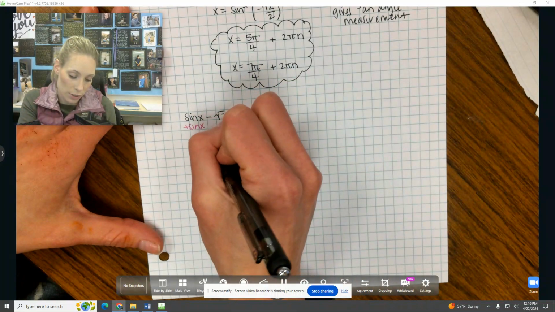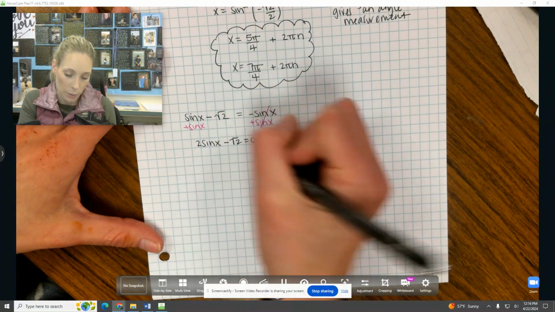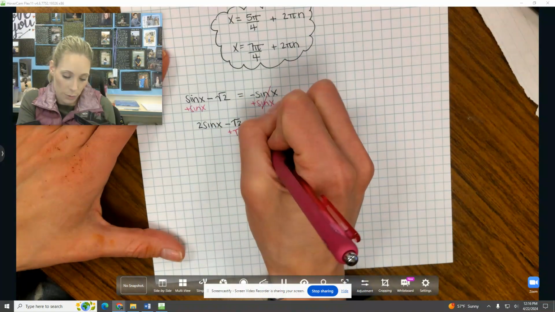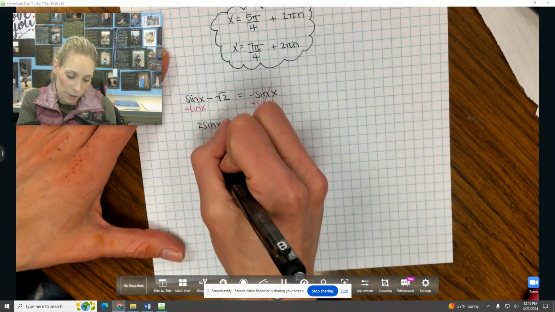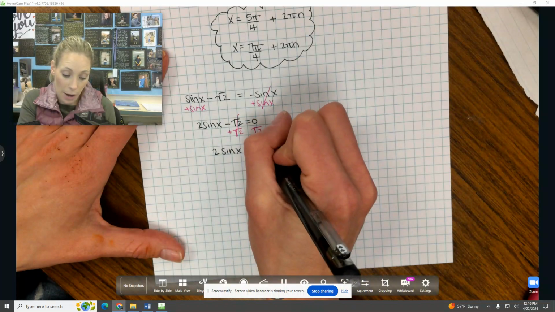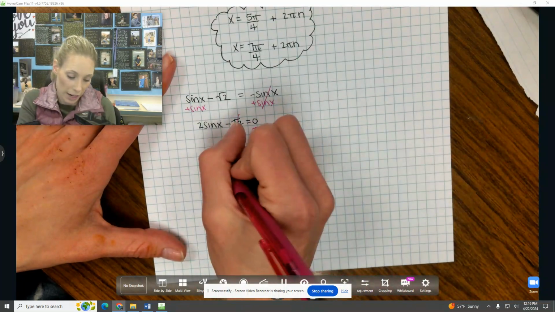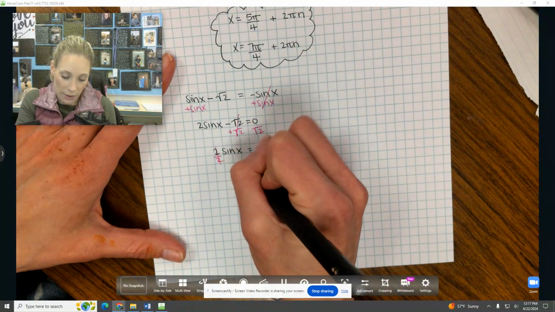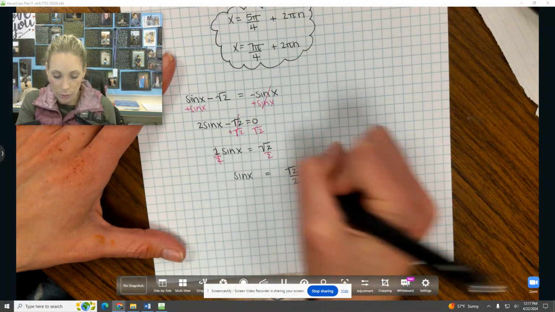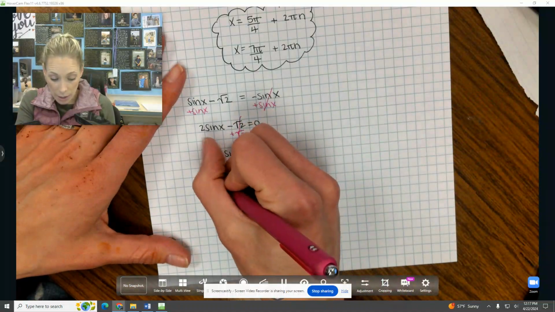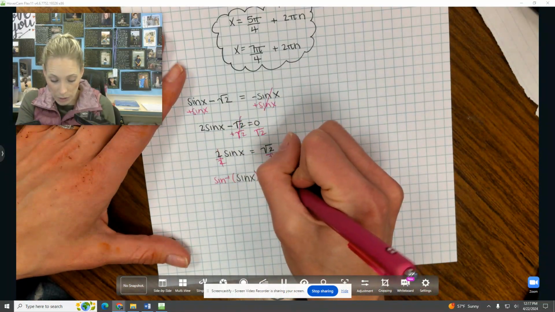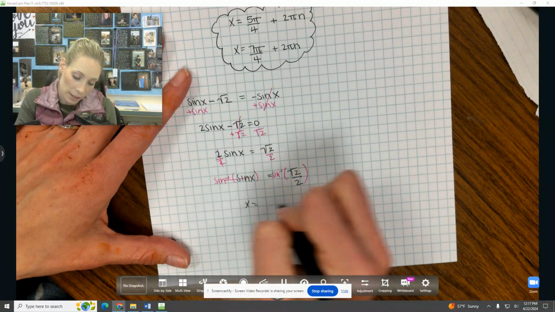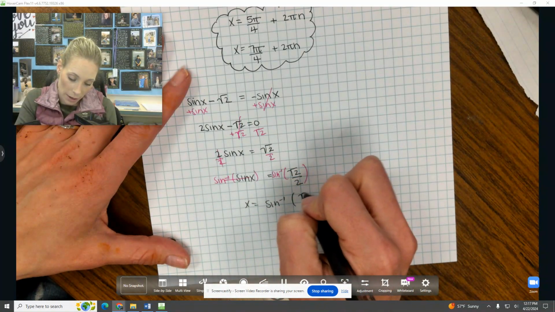Sine plus sine is 2 sine of x equals 0. We're trying to isolate our term with an x, so we're going to add that square root of 2. It's going to cancel, and we're going to get 2 sine of x equals, and now it's a positive root 2. We're still trying to isolate the x, so we're going to divide by 2 on both sides, and now what we're going to have is sine of x equals root 2 over 2. To get the sine canceled out, we're going to inverse sine both sides, and that's going to leave us with x equals the inverse sine of root 2 over 2.